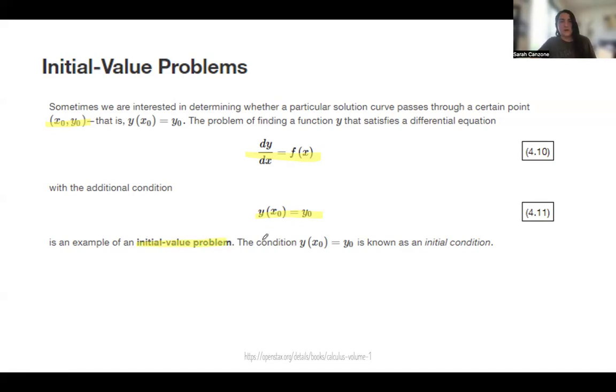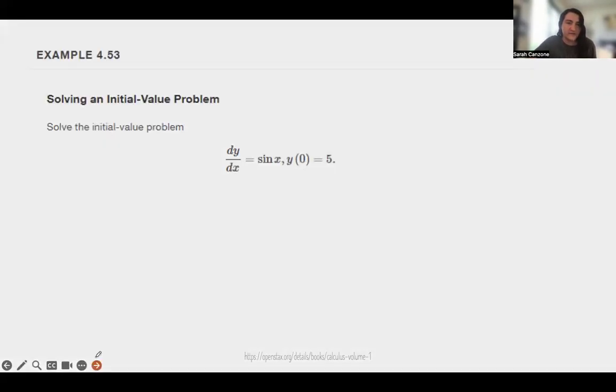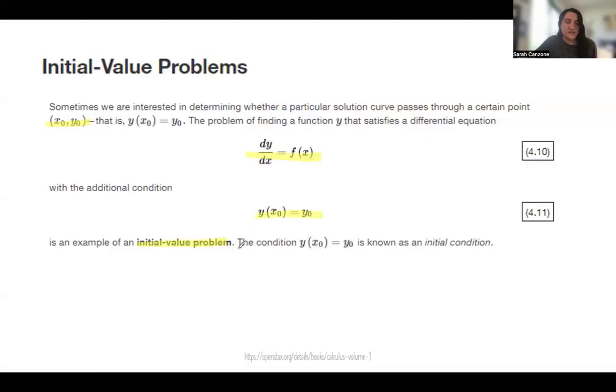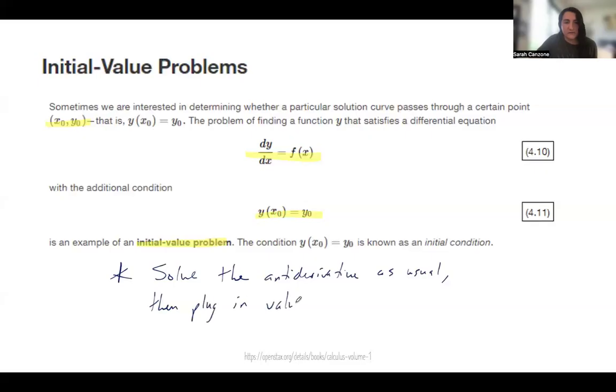All right. Essentially, what we're going to want to do is solve the antiderivative as usual, then plug in values from the initial condition after to find C, and then rewrite with C.